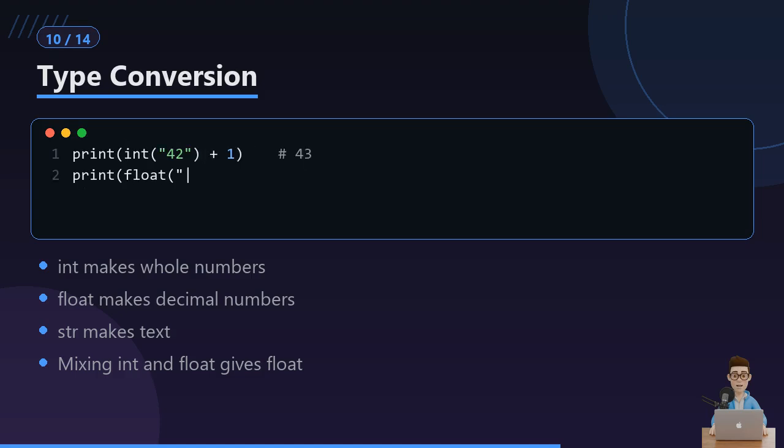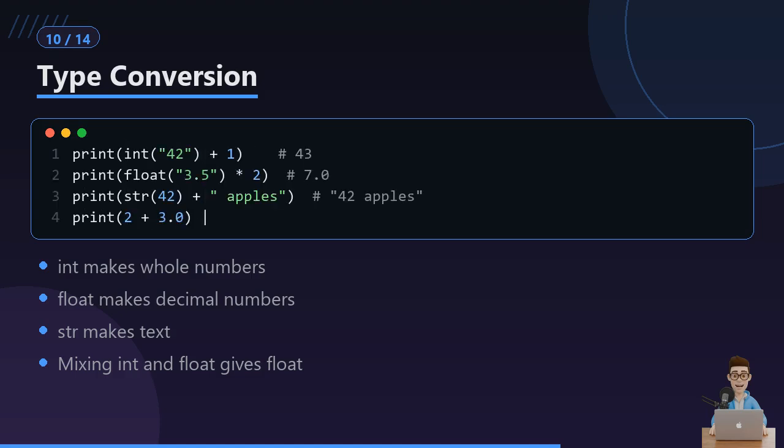Type conversion is like translating between languages. The text "42" and the number 42 look the same to you. But Python treats them as completely different things, and you convert between them with int, float, and str. There is also automatic conversion. Mix an integer with a float, and Python quietly upgrades everything to float. In short, conversion functions let numbers and text talk to each other.